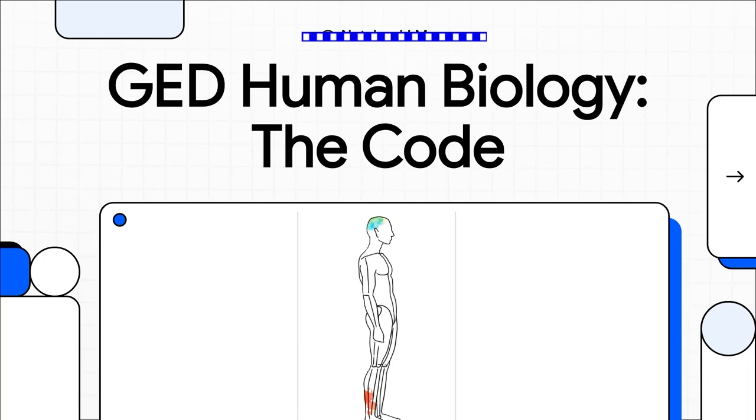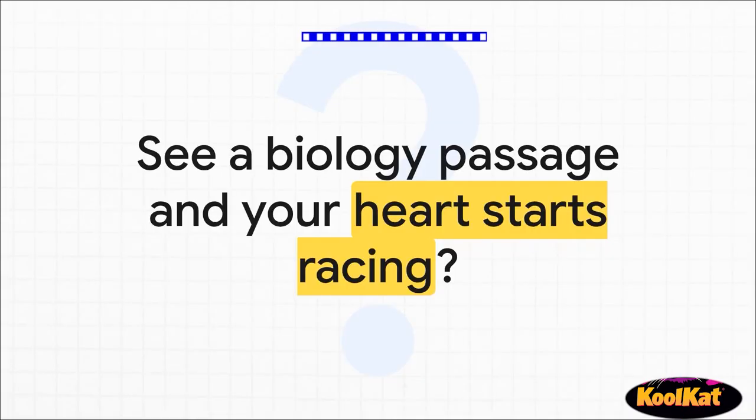All right, let's talk about cracking the code on what can feel like one of the toughest parts of the GED science test, human biology. We're not just going to go over how your body works, more importantly, we're going to look at how the test works. You know that feeling, right? You see a big, dense paragraph about alveoli or enzymes and your pulse just starts to quicken. I get it. You are so not alone in that.